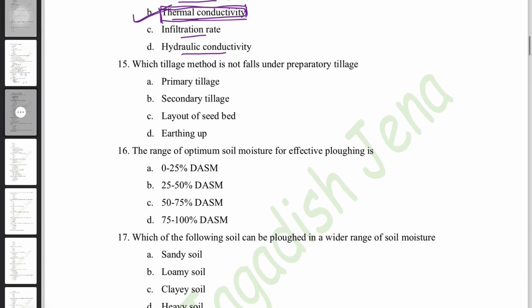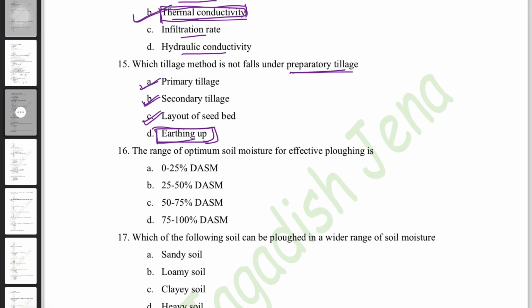Next question, which tillage method does not fall under preparatory tillage? Preparatory tillage means the tillage is done before planting. Primary tillage, yes, is done for rough land preparation. Initial tillage is known as primary tillage, done by plows. Then secondary tillage, like harrowing, is to break the large clods formed in primary tillage. The layout of the seed bed before sowing in the main plot is also preparatory tillage.